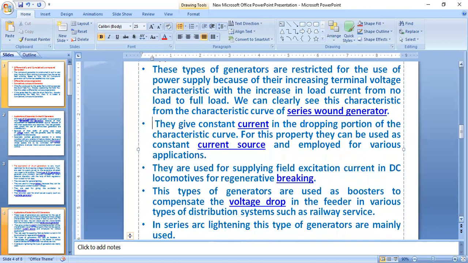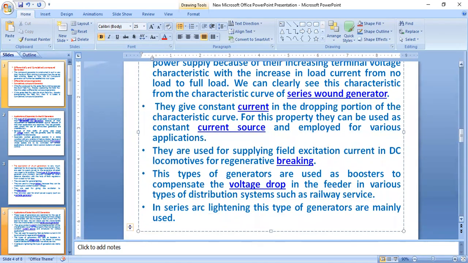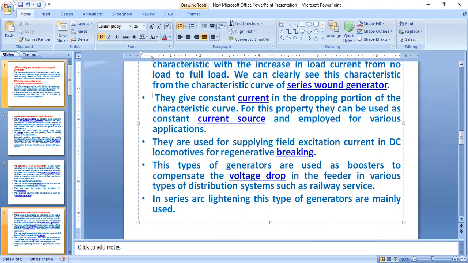They are used for supplying field excitation current in DC locomotives for regenerative braking. This type of generators are used as boosters to compensate the voltage drop in the feeders in various types of distribution systems, such as railway services. In series arc lighting, this type of generators are mainly used.